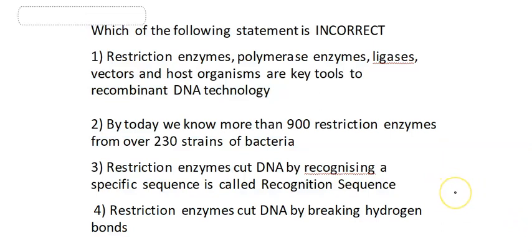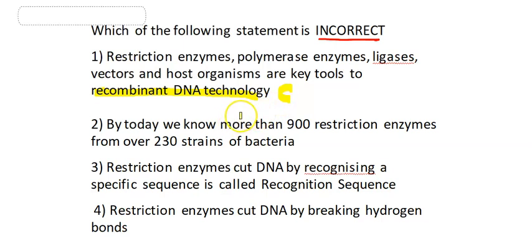Next I am coming to another question. This is also based on your NCERT book. From this simple question you will learn many points. I will read the question. Which of the following statements is correct? Option 1: restriction enzymes, polymerase enzymes, ligases, vectors, and host organisms are key tools in recombinant DNA technology. That is a correct statement, right? I represent it as C.